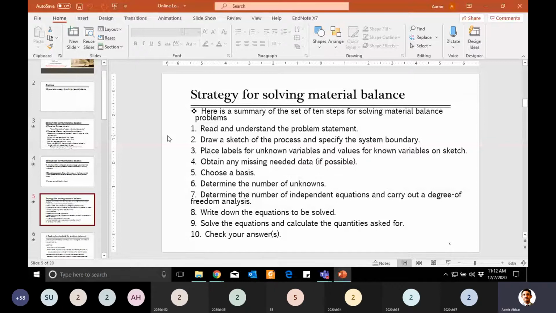And then you have to place the labels of unknown variables and values of known variables. You have to put on that sketch what is given, what is asked. I explained it last time with some example. Then you have to look for some missing data. For example, I told you that maybe sometimes you are not given the density and you need it. So density can be found from the literature, from the book, from some other source as well. You guys can look for, for example, molecular weight from the atomic weight table as well.